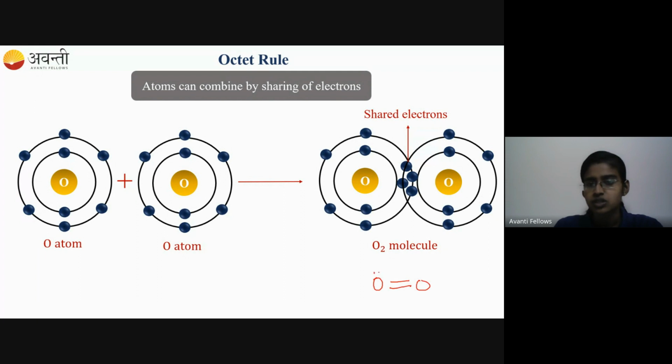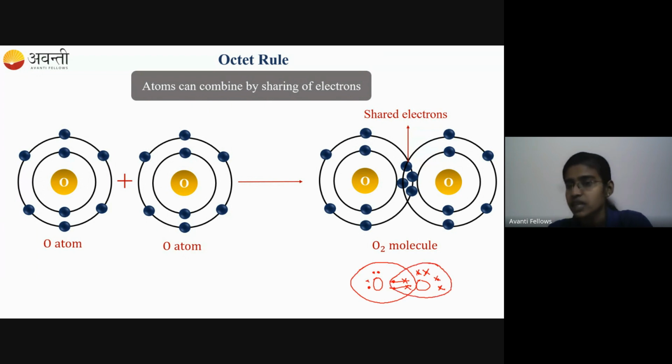Oxygen molecule. Here 1, 2, 3, 4, 1, 2, 3, 4. So 6 valence electrons are there for oxygen. These are the 6 electrons of the first oxygen. Let me represent the electrons of the second oxygen with a cross. These are the 6 electrons of the second oxygen. Now, after forming the bond, you see there are 8 electrons around this oxygen as well as this oxygen. So, 2 oxygen atoms are having 8 electrons around them. Means they have attained the stable configuration, and this is called the octet rule.